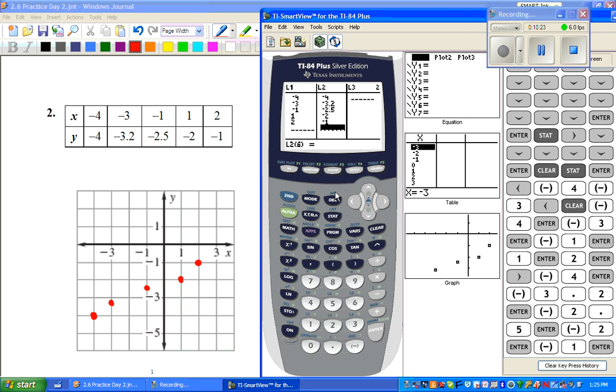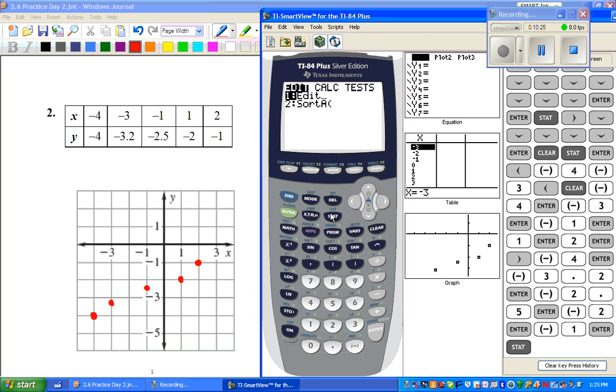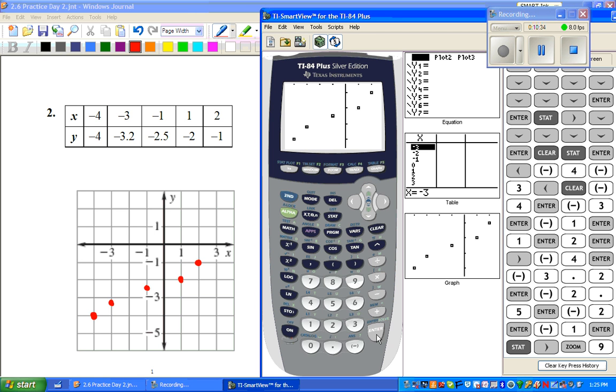And now what I want to do is go to stat, go to calculate, and I'm going to go ahead and run, you know what, before we do that, let's go to zoom 9. All right, and what we should see now is the same picture here as we see here.